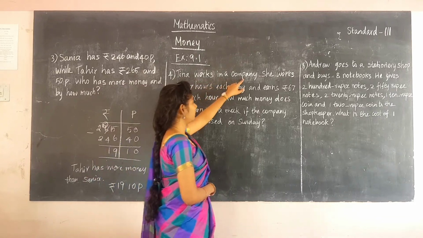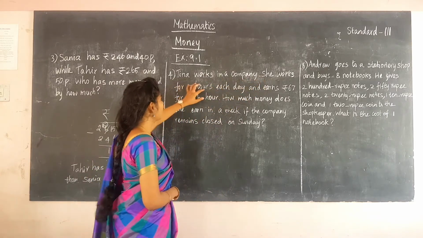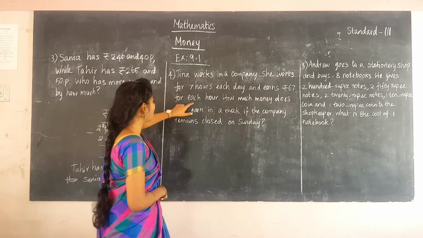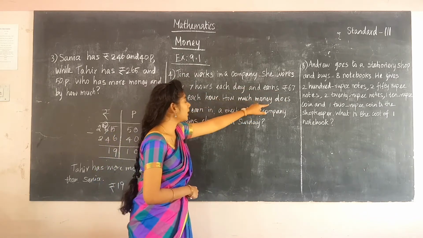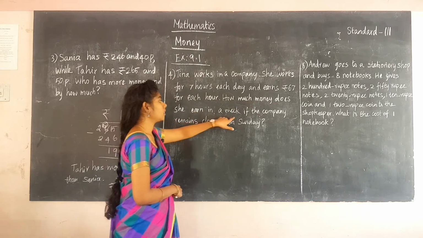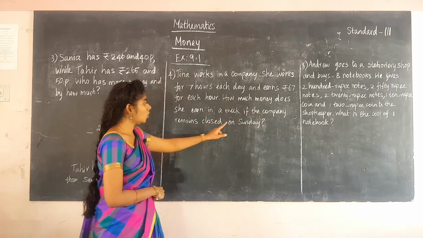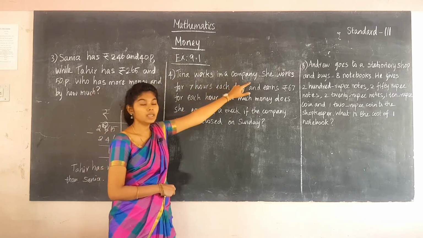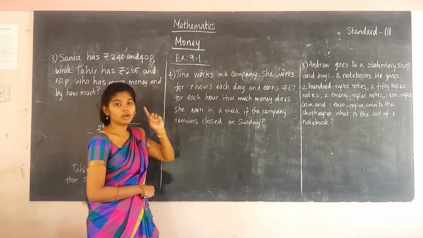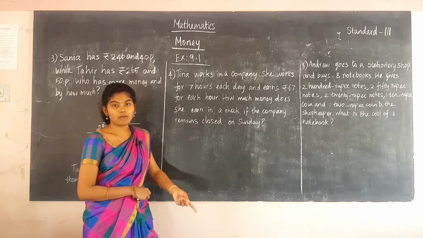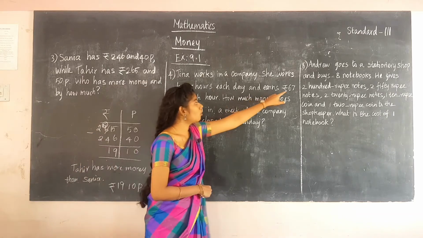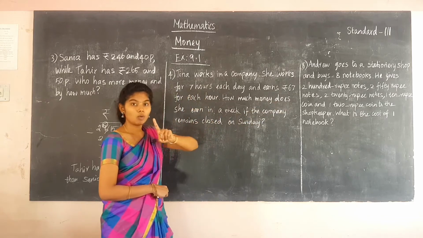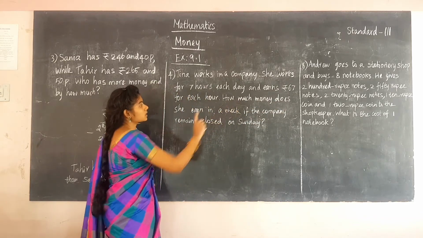Tina works in a company. She works for 7 hours each day and earns rupees 67 for each hour. How much money does she earn in a week if the company remains closed on Sunday? So here what is given? Tina is working in a company. For one day she is working for 7 hours. For 1 hour how much does she earn? Rupees 67.